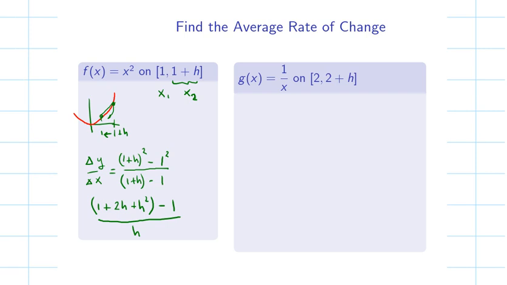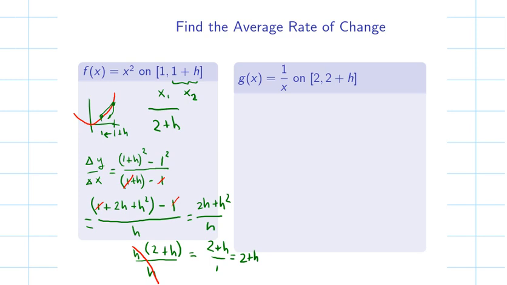But notice that those 1's cancel. And in the numerator, the 1's cancel as well. And this is actually kind of nice, a lot of cancellation. We have 2h plus h squared over h. And there's a common factor in the numerator, h times 2 plus h, over h. And that's a factor, so that cancels, and we're left with 2 plus h over 1, which is just 2 plus h. I'll write that up here and put a box around it.